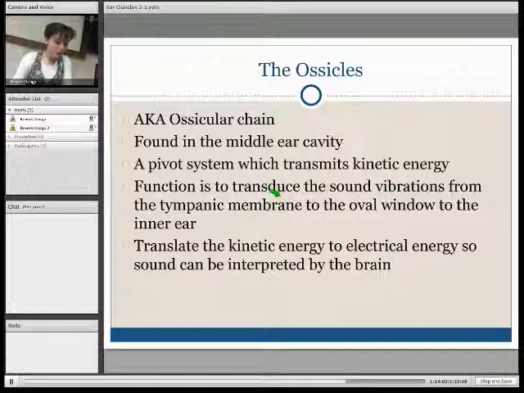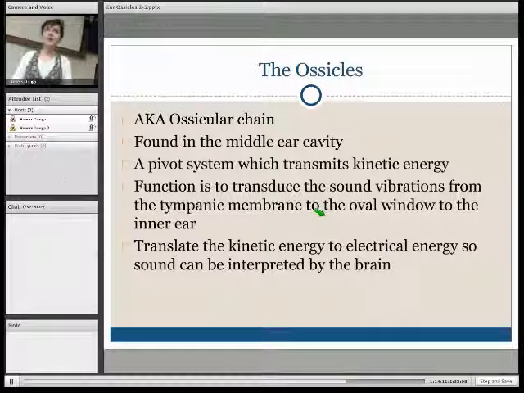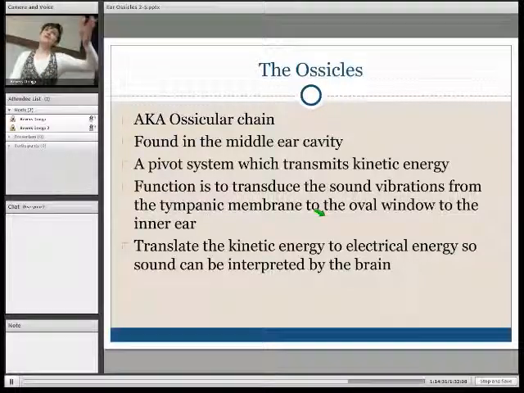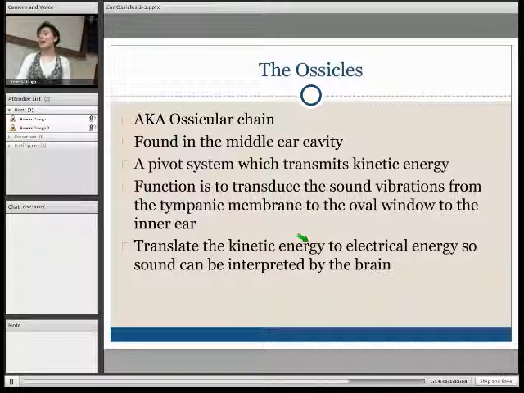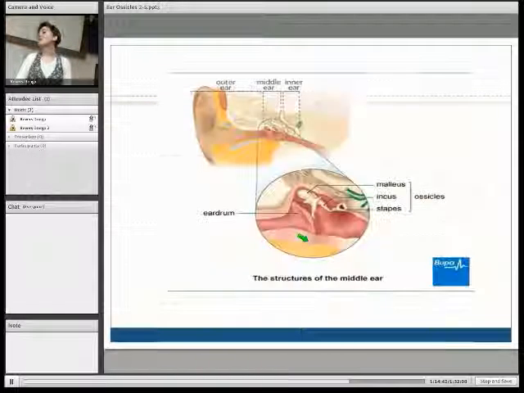So the ossicles are basically a pivot system of synovial joints encompassing three bones. Their function, apart from impedance matching, which we've had a beautiful explanation of, is to transduce the sound vibrations from the tympanic membrane to the labyrinthine wall at the oval window. So the kinetic energy from the membrane vibrating is then transduced to electrical energy. If you think about it, it's sound energy, vibrational energy, or kinetic energy through the bones, and then electrical energy. And that electrical energy is interpreted in the brain as sound.